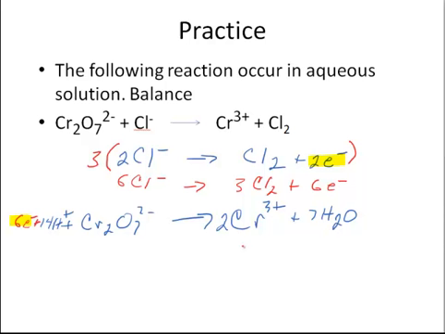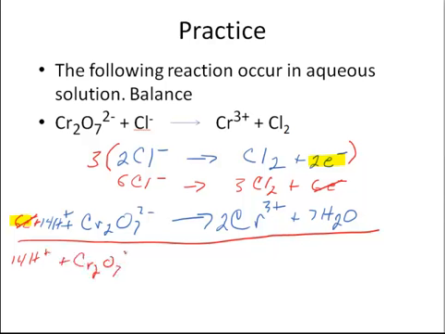Now the next step is add the equations and cancel out identical species. So I'm going to put a line right here. Okay, look at this. 6 electrons, 6 electrons. I don't have to do anything else with hydrogen or oxygen, and so I can just add this up. So this balanced redox reaction looks like this. 14 H+ plus Cr2O7 2- plus 6 Cl- yields 3 Cl2 plus 2 Cr3+ plus 7 waters.